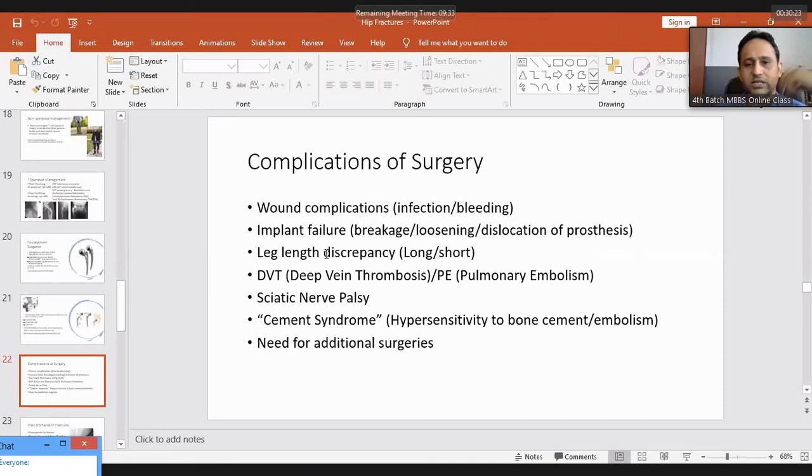Leg length discrepancy, that's either you are making the leg long or short, so the patients become unhappy with that. You can also have deep vein thrombosis in the post-operative period that can cause pulmonary embolism, which is another fearsome complication. Sometimes you can have a sciatic nerve palsy. Sometimes when you are using bone cement, there can be a hypersensitivity and embolism kind of phenomenon known as cement syndrome. And sometimes you need additional surgeries if the surgery goes wrong in the first place.